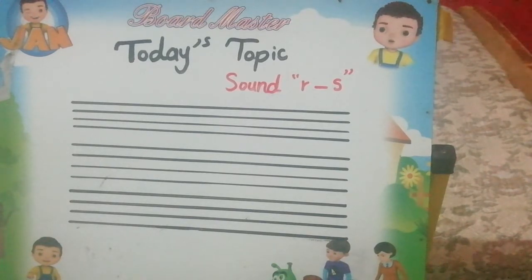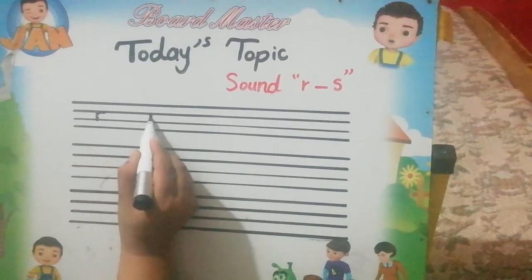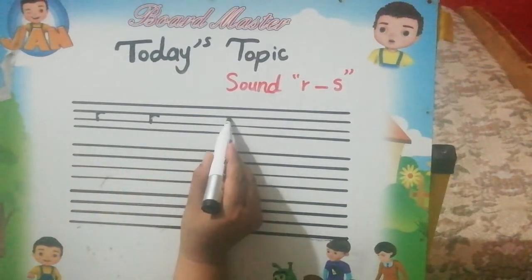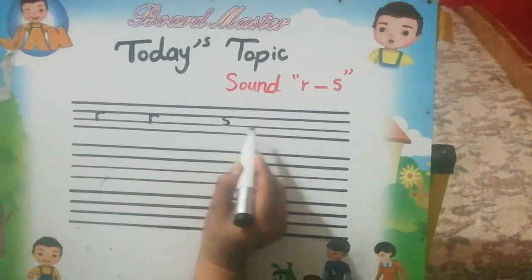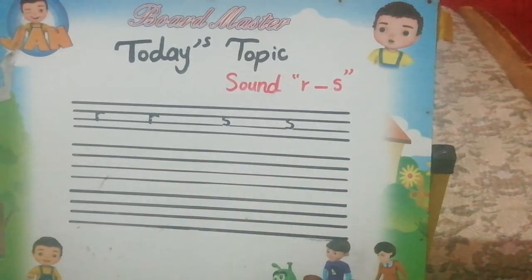First of all, I am writing for you. Then I will tell you how to write. Okay? Look carefully. I am writing r. I am writing s. R and s both are in the middle of these two lines. We are learning about lowercase alphabets.